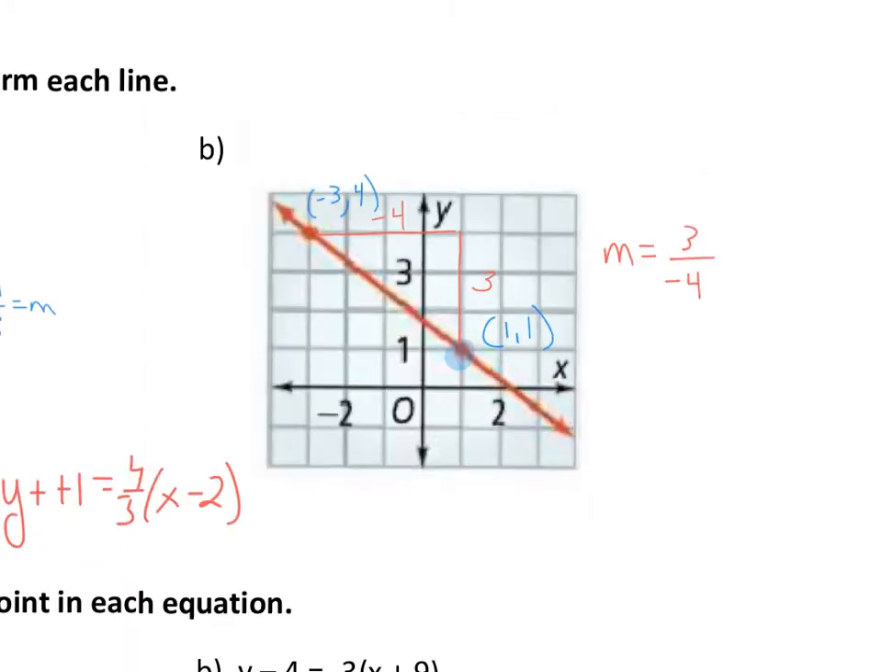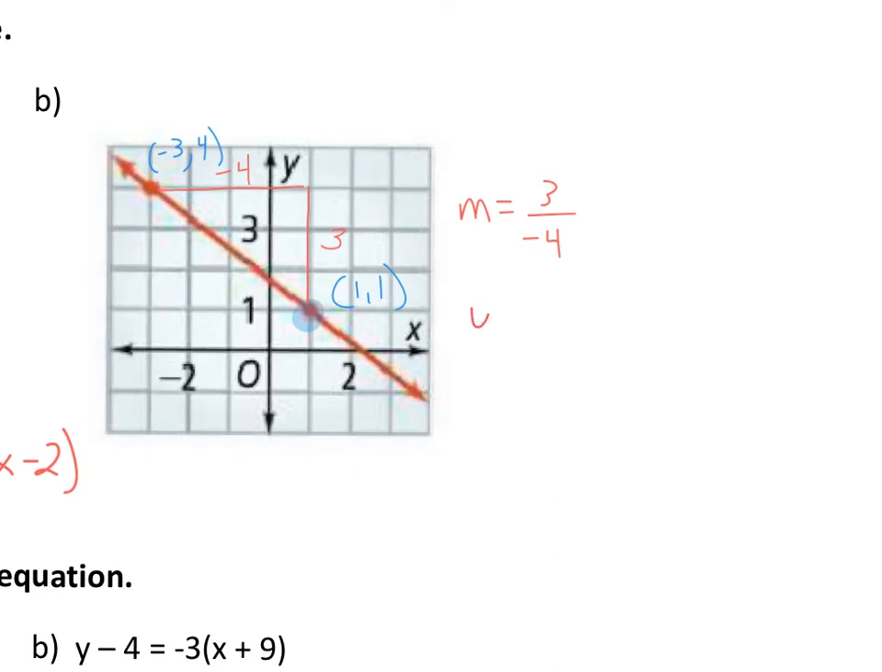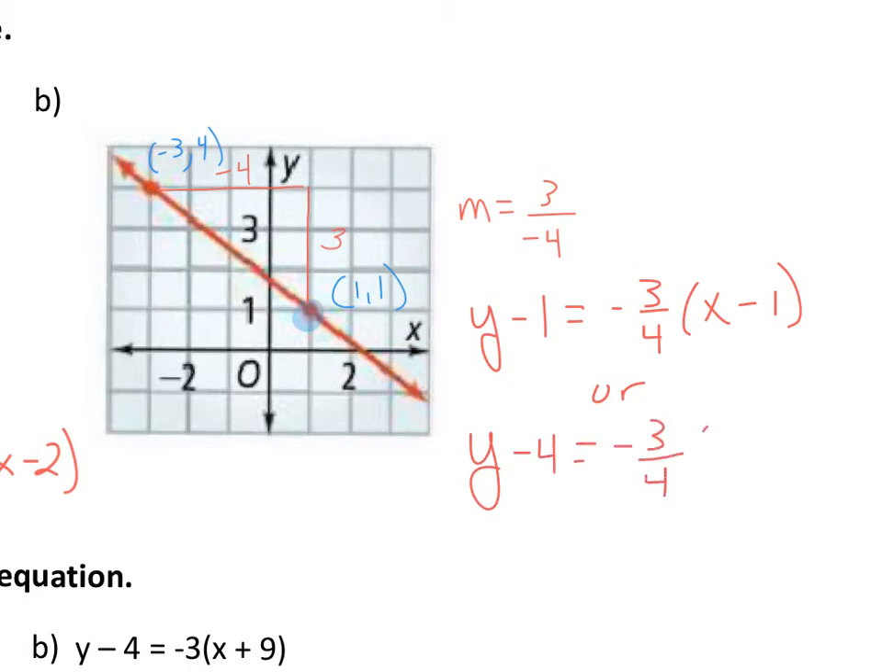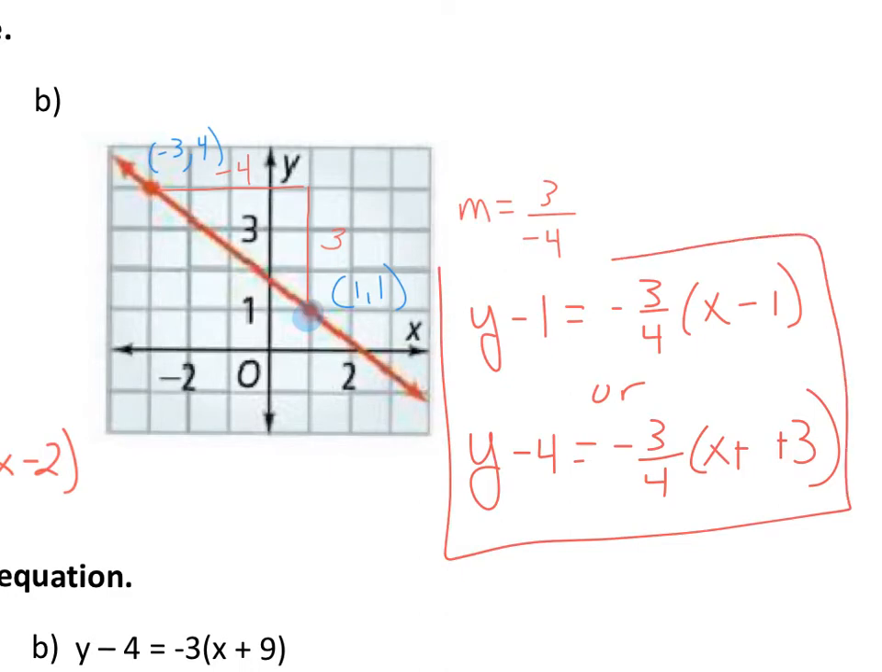Now if you pick the coordinate point (1, 1), it's going to be y minus your y value of 1 equals -3/4 times x minus your x value of 1. Or you could have used this other one up here. Again, you only need one. y minus your y value of 4, your slope is still -3/4, and then x minus your x value of -3. So again, make that double negative a positive. Either one of these answers would get you full credit.